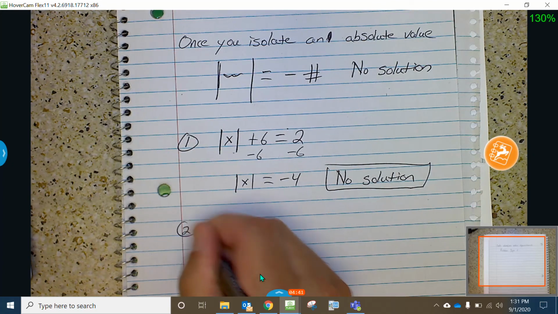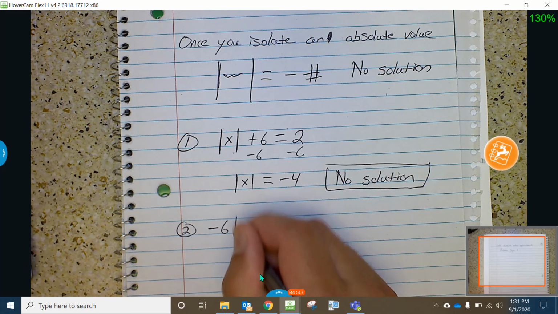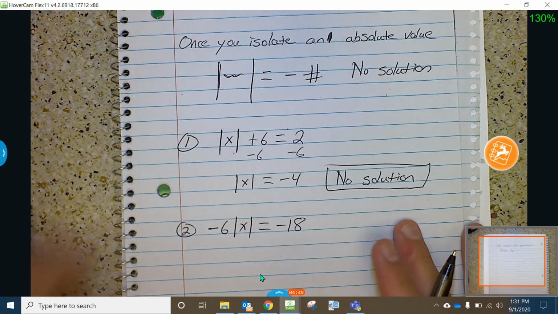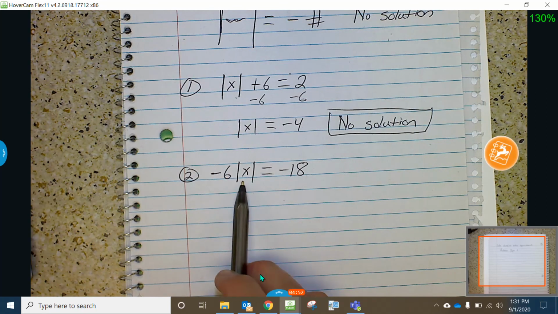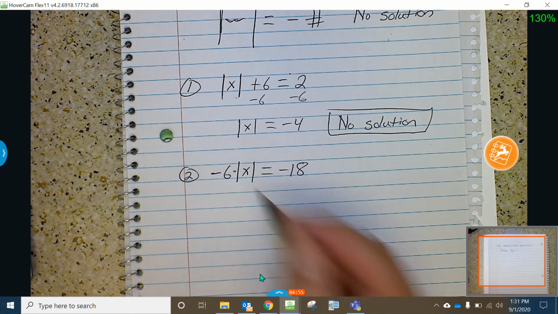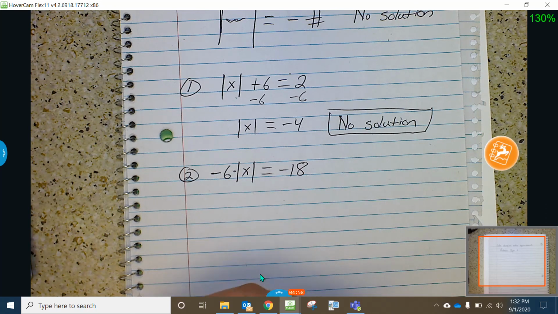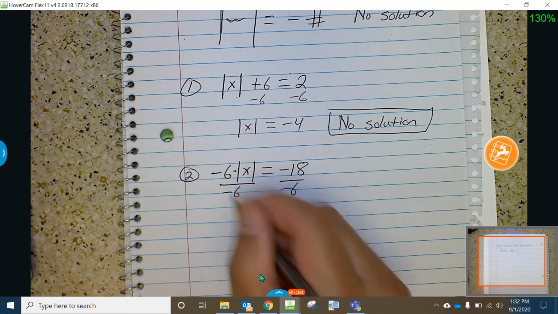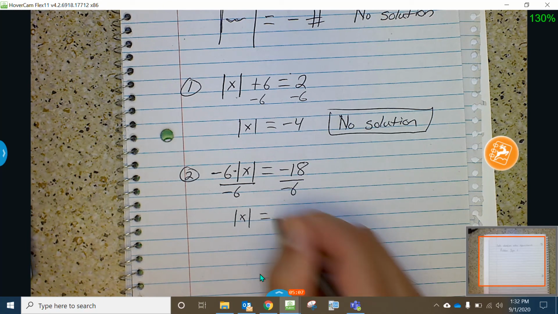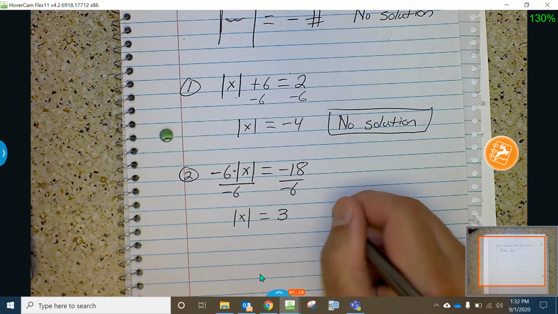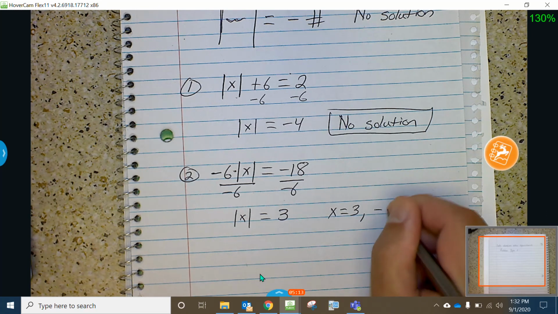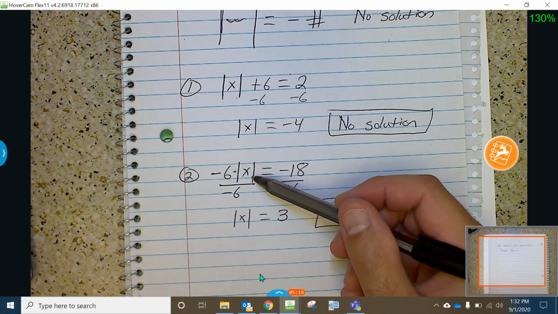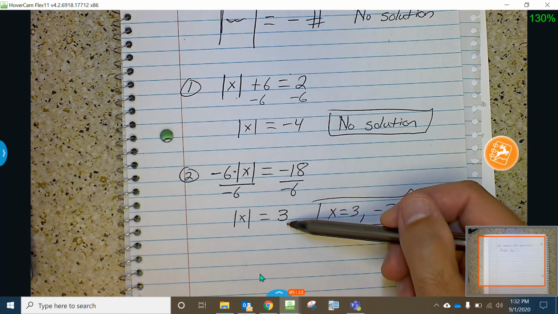How about this one? -6 absolute value of x equals -18. At first, that does not look good, but we have to isolate this absolute value of x first. So this is multiplication here. How do you undo multiplication? You divide. So we're going to divide by -6, divide by -6, and we're going to get the absolute value of x equals 3. Now that's good. So we get x equals 3 and -3. That one works. So at first it didn't look like it, but once we isolated that absolute value, it did turn into something that worked.